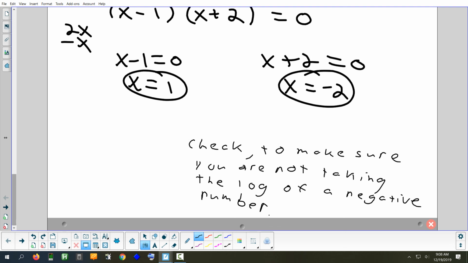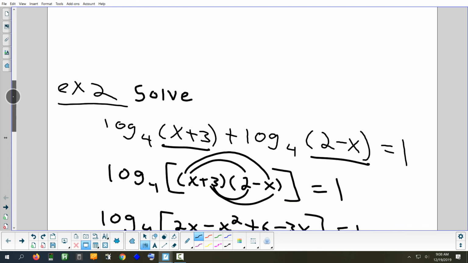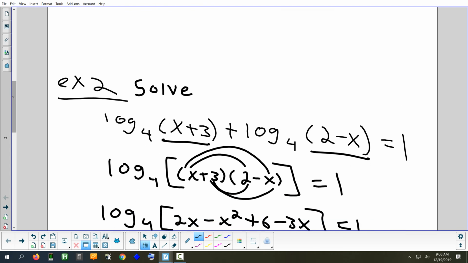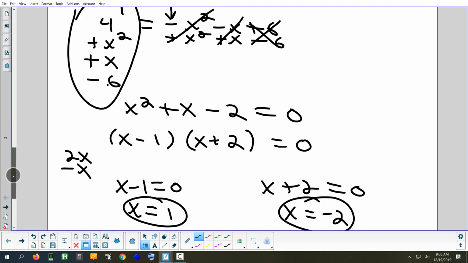Let's check one. If we plug in 1, what's 1 plus 3? 4? Is that a positive? Yep, then that's okay. So that one will work out. Let's try it here. What's 2 minus 1? 1. That's positive, okay? So no problem there. And so that one works.